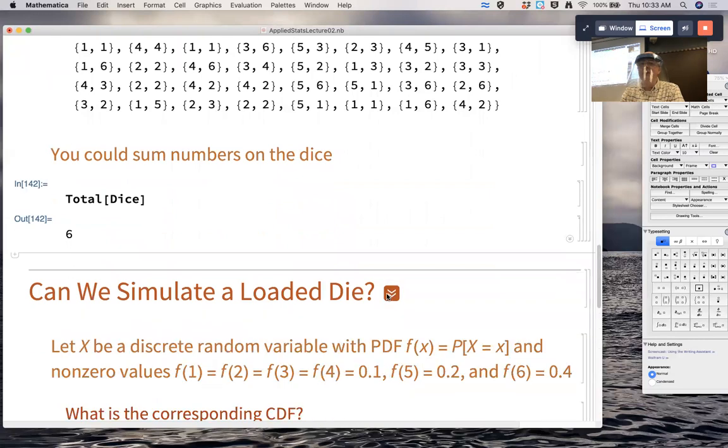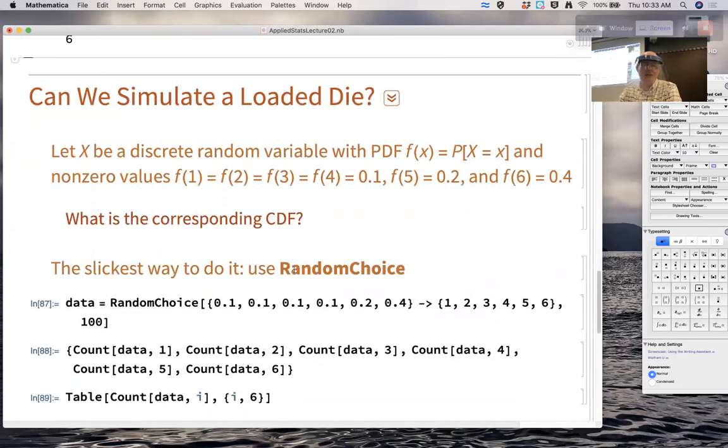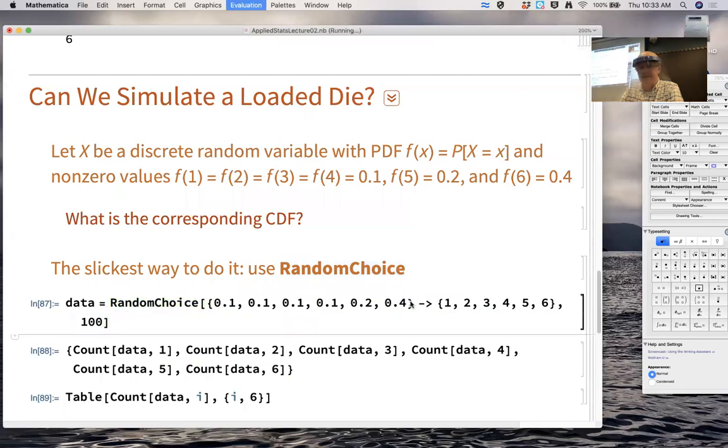Can you simulate a loaded die, a non-fair die? Yeah, but it's kind of tricky. One way to do it is with something called a random choice. And this syntax will generate data where a 1 comes up with probability 0.1, a 2 comes up with probability 0.1, etc. A 5 comes up with probability 0.2, and a 6 comes up with probability 0.4. So most of these numbers are going to be 5s or 6s.